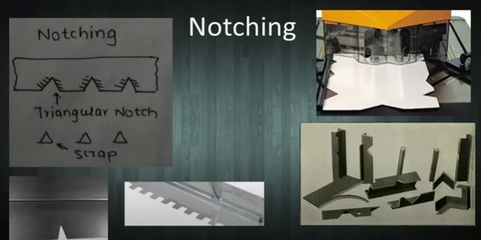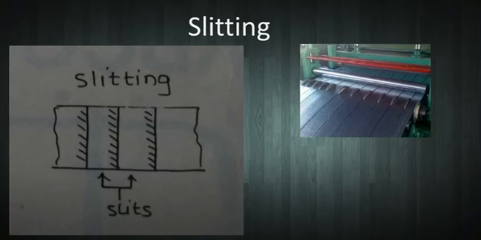The next operation is notching. In notching operation, material is removed from the edge of the sheet. Here notching operation is shown. The shape of the notch varies as per the requirement. The next operation is slitting. In slitting, no scrap is produced. Here slitting operation is shown.